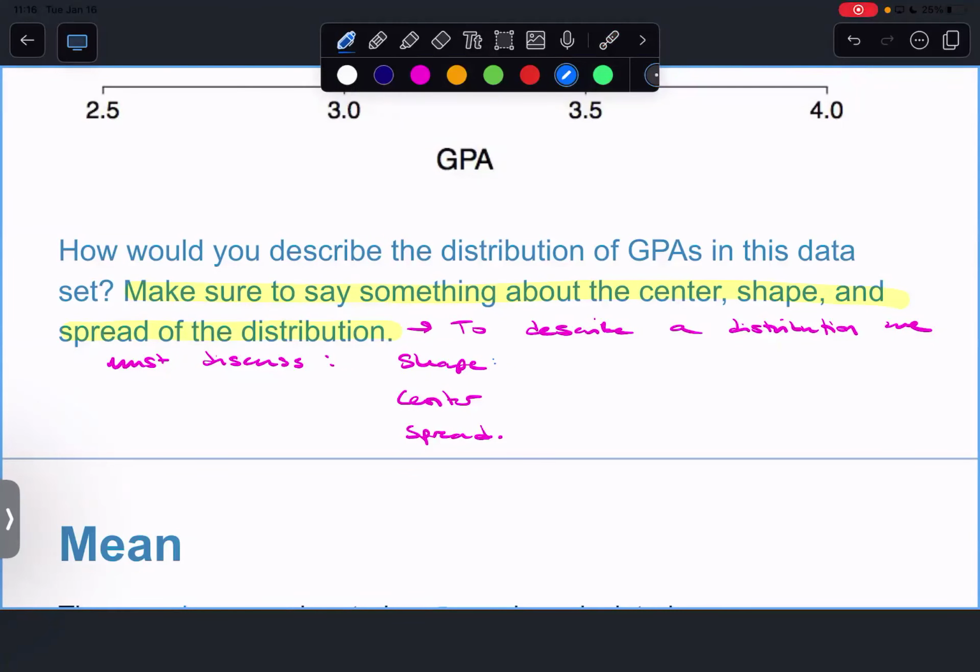And so here we say there's one peak. Well, I guess I should match the colors. Shape: one peak and a tail to the left.